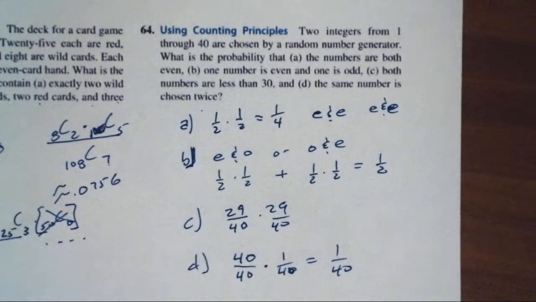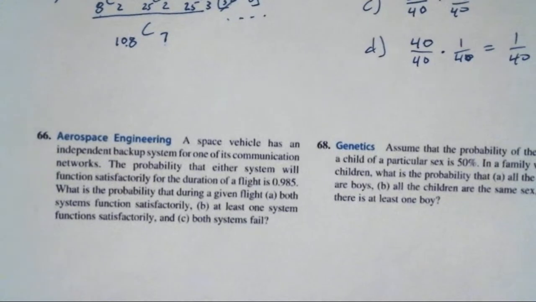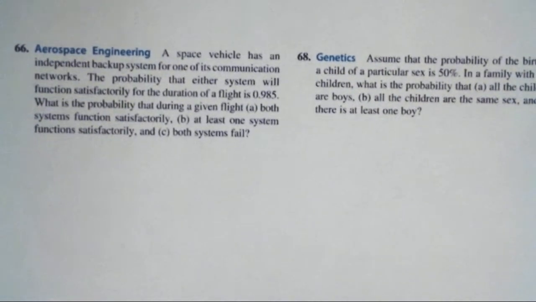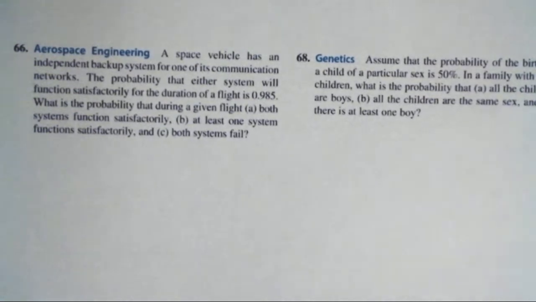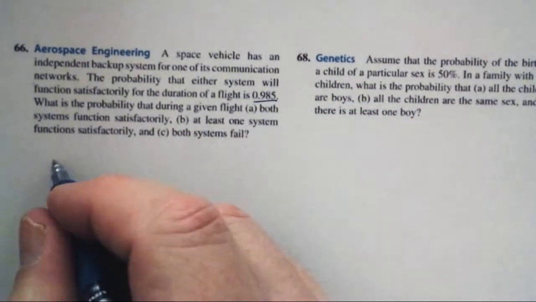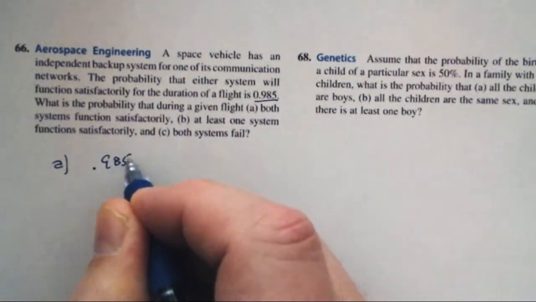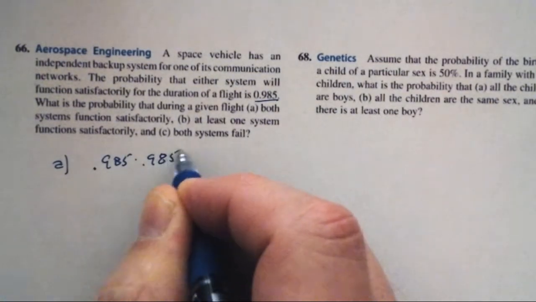And let's see how this goes. Can I do this justice? I've got about 4 minutes. Let's see how it goes. All right. A space vehicle has an independent backup system for one of its communications systems. The probability that either system will function satisfactorily is 0.985. What's the probability of flight, A, both work? 0.985 times 0.985.